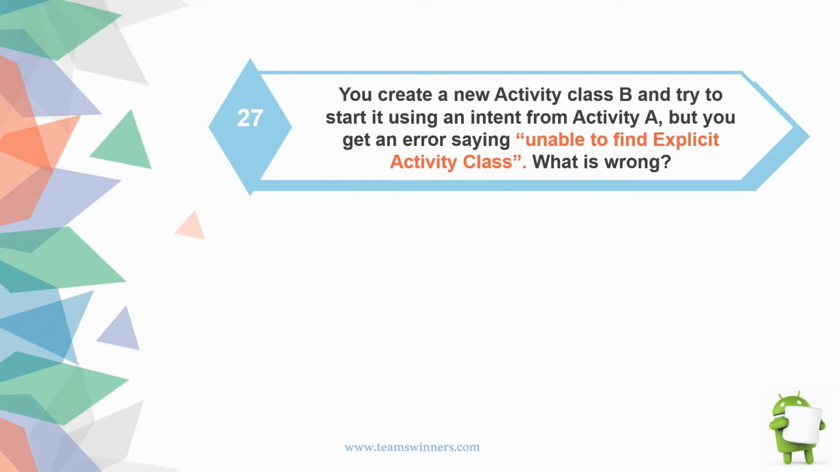You can have this type of question. You create a new activity class B and try to start it using an intent from activity A, but you get an error saying unable to find explicit activity class. What is wrong? You will not go to Stack Overflow. It's simple, you likely forgot to declare the activity in the manifest.